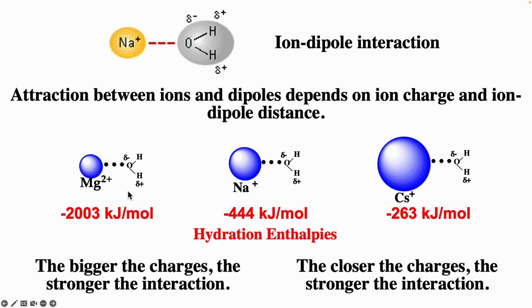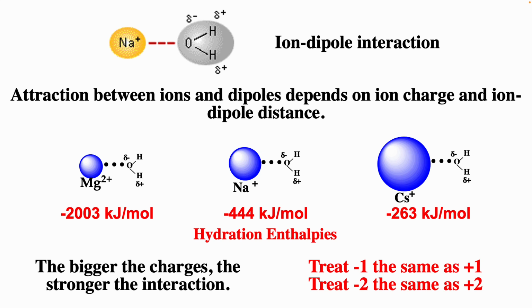And so here we have Mg2+, and it's got a hydration enthalpy of -2000, sodium -440, cesium -263. And so the difference here is that +2 is a bigger absolute charge. Now between the sodium and the cesium, you just have a difference in size. And so the smaller, the closer is stronger. And so that's why the sodium hydration enthalpy is -444, while the cesium is -263.